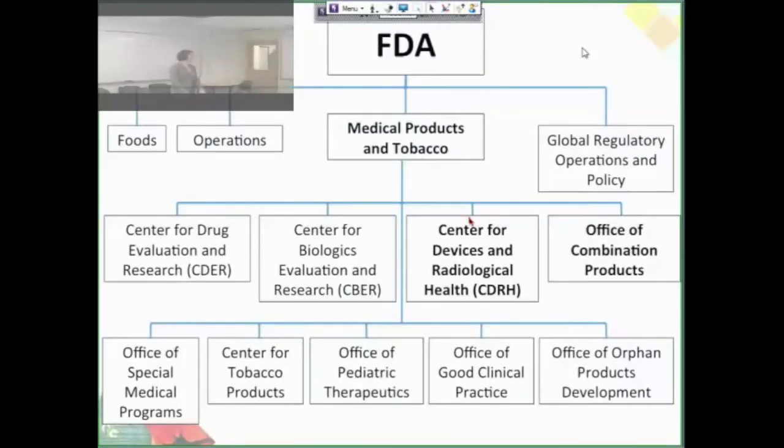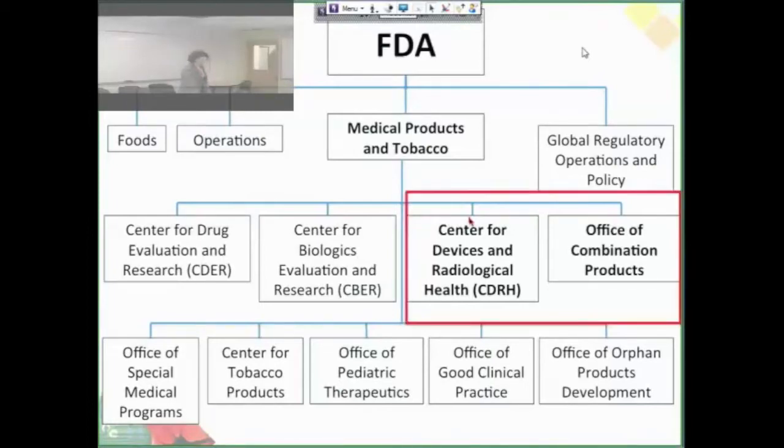So the FDA is set up into 4 offices: Office of Foods, Operations, Medical Products and Tobacco, and Global Regulatory Operations and Policy. Then the Office of Medical Products and Tobacco is further separated into 9 centers. The centers that we care most about as biomaterials engineers are CDER, the Center for Drug Evaluation and Research, CBER, the Center for Biologics Evaluation and Research, especially the Center for Devices and Radiological Health, because that's where medical devices come in, and the Office of Combination Products, which is if you have a combination of drugs, biologics, and or medical devices, that's a combination product. You can imagine why it's called that.